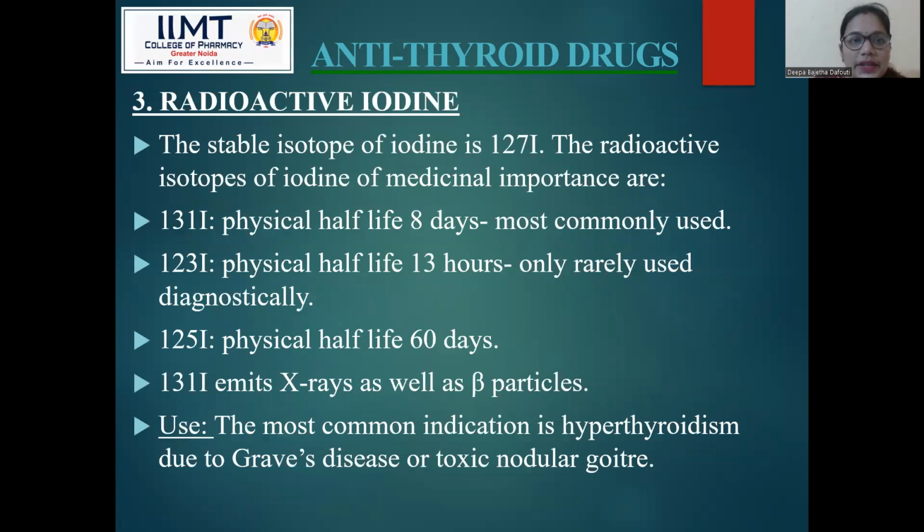Next and last one is radioactive iodine. The stable isotope of iodine is iodine-127. The active isotopes of iodine of medical importance are iodine-131, physical half-life of 8 days, most commonly used. Next is iodine-123, physical half-life is 13 hours, only rarely used diagnostically. Iodine-125 has a physical half-life of 60 days, and iodine-131 emits gamma rays as well as beta particles. So the use of radioactive iodine, the most common indication is hyperthyroidism due to Graves' disease or toxic nodular goiter.